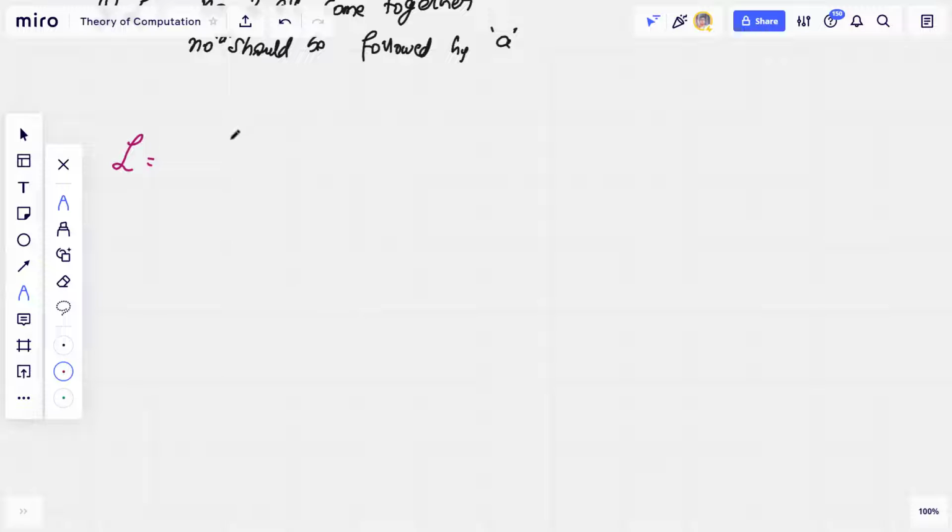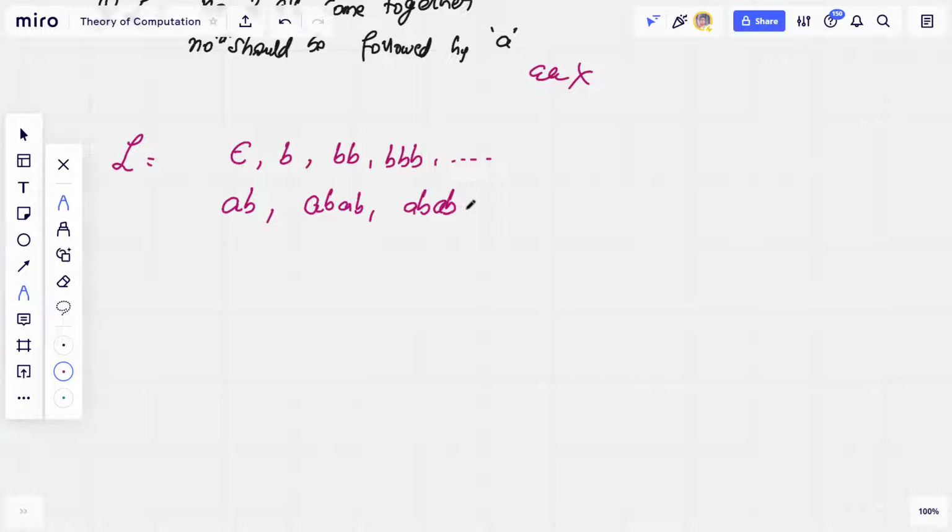What is the language? Does it contain epsilon? It does contain epsilon, because it doesn't contain any a, so no two a's are together. We cannot have something like this; this is not allowed. Any number of b's can come, so it can be b one time, two times, three times, and so on. Then we can have ab. Why not? There are no consecutive a's. I can repeat this ab, ab, ab, and so on.